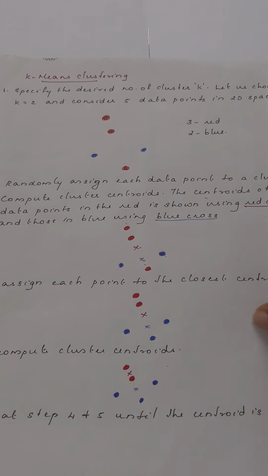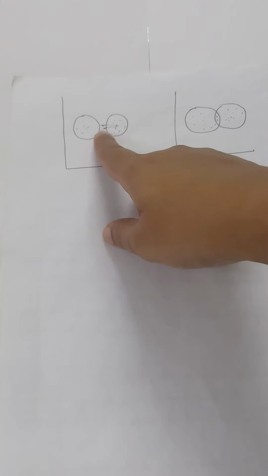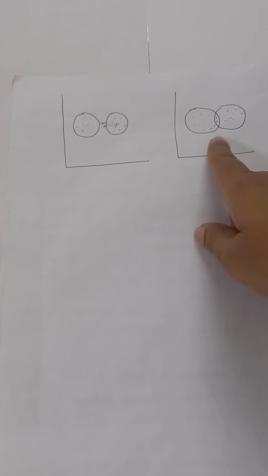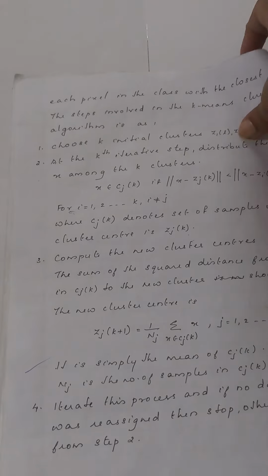And in fuzzy c-means, it is a soft computing technique. In fuzzy c-means, a data point can belong to more than one cluster. In k-means, a data point belongs to only one cluster. But in fuzzy c-means, these 2 data points can belong to both of these clusters. So it can be classified like this. So fuzzy c-means is a soft clustering algorithm.